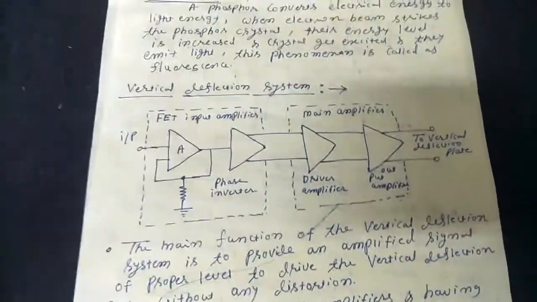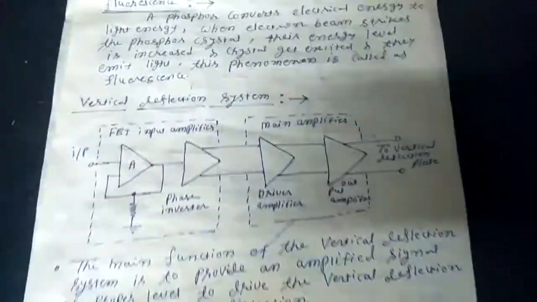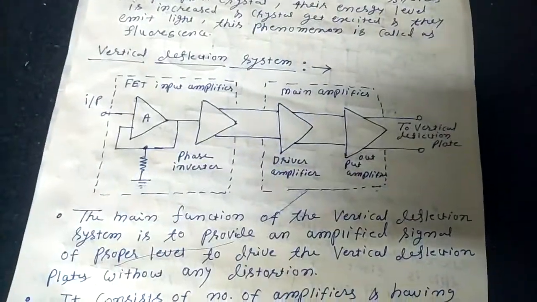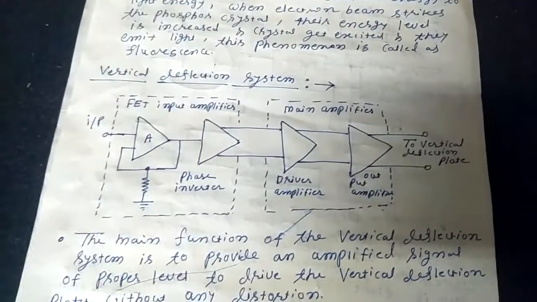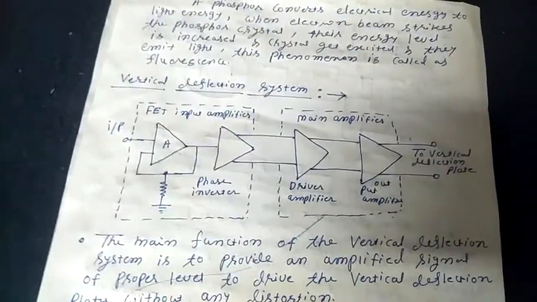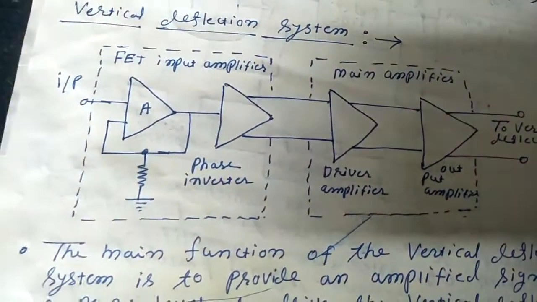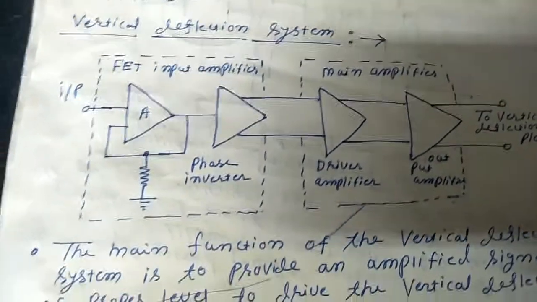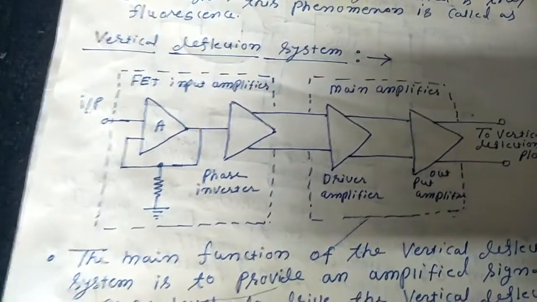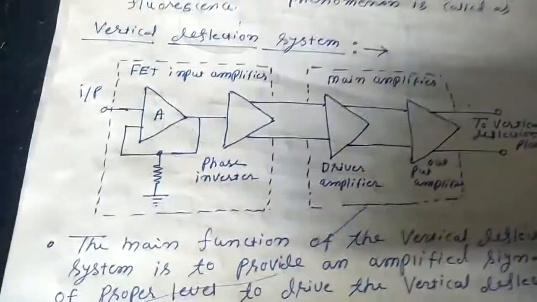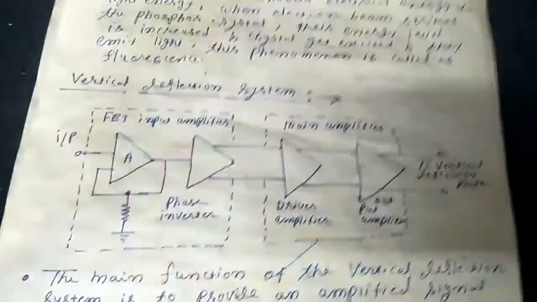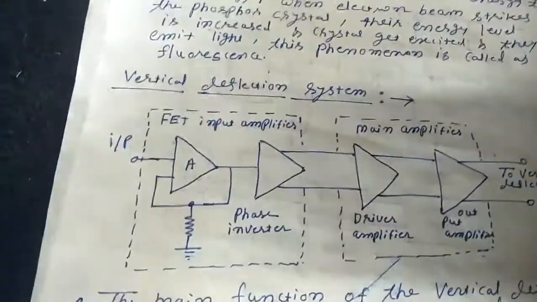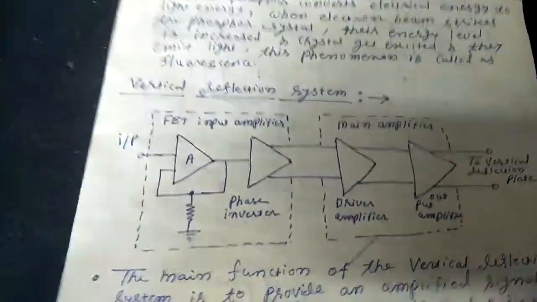Okay, so in the vertical deflection system, when you are applying some unknown input, which is the waveform displayed on the screen, before applying it to the screen, that input signal must have its amplitude increased, so amplification will be there. Means what is amplification? Low level of the signal will be converted into high level, or a weak signal is converted into a strong signal.